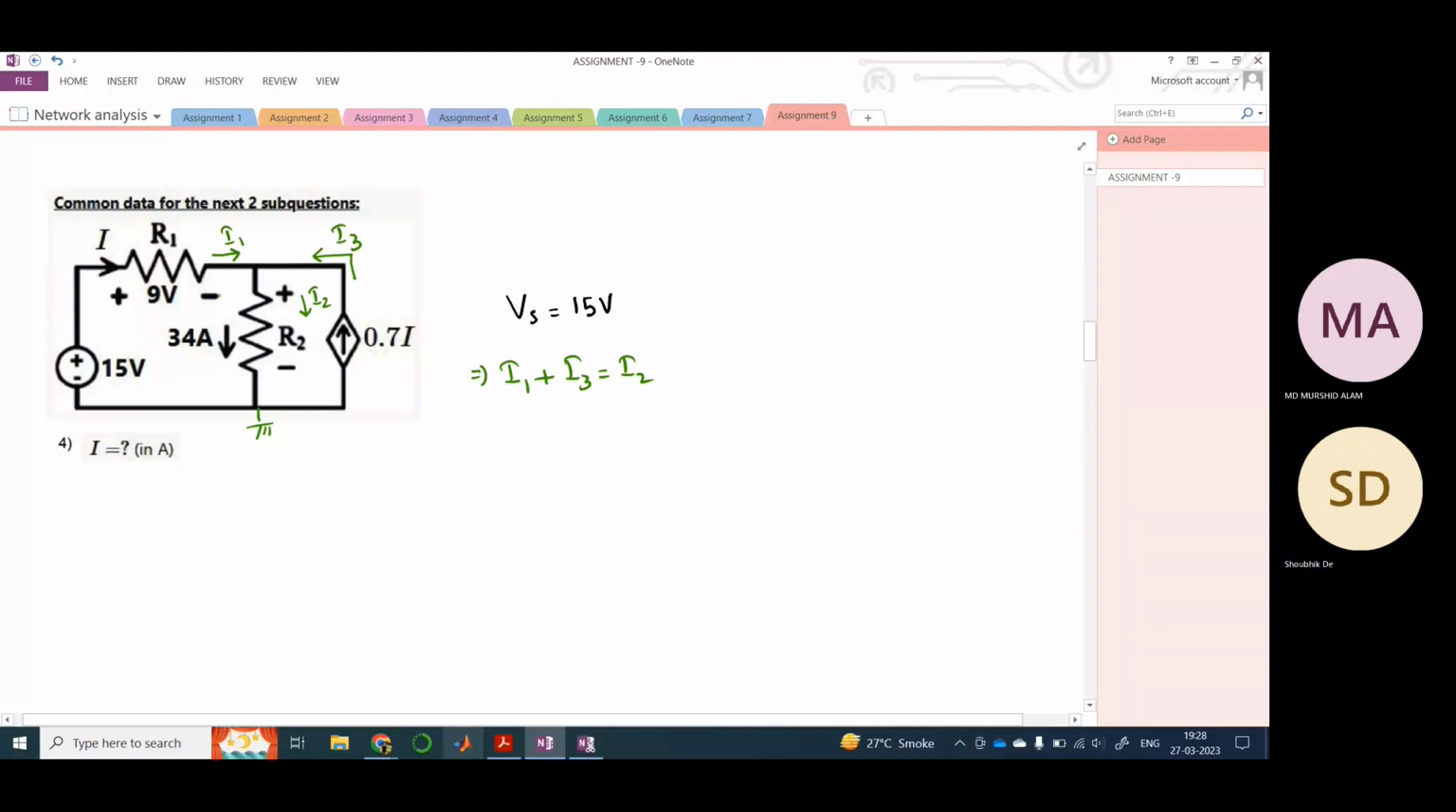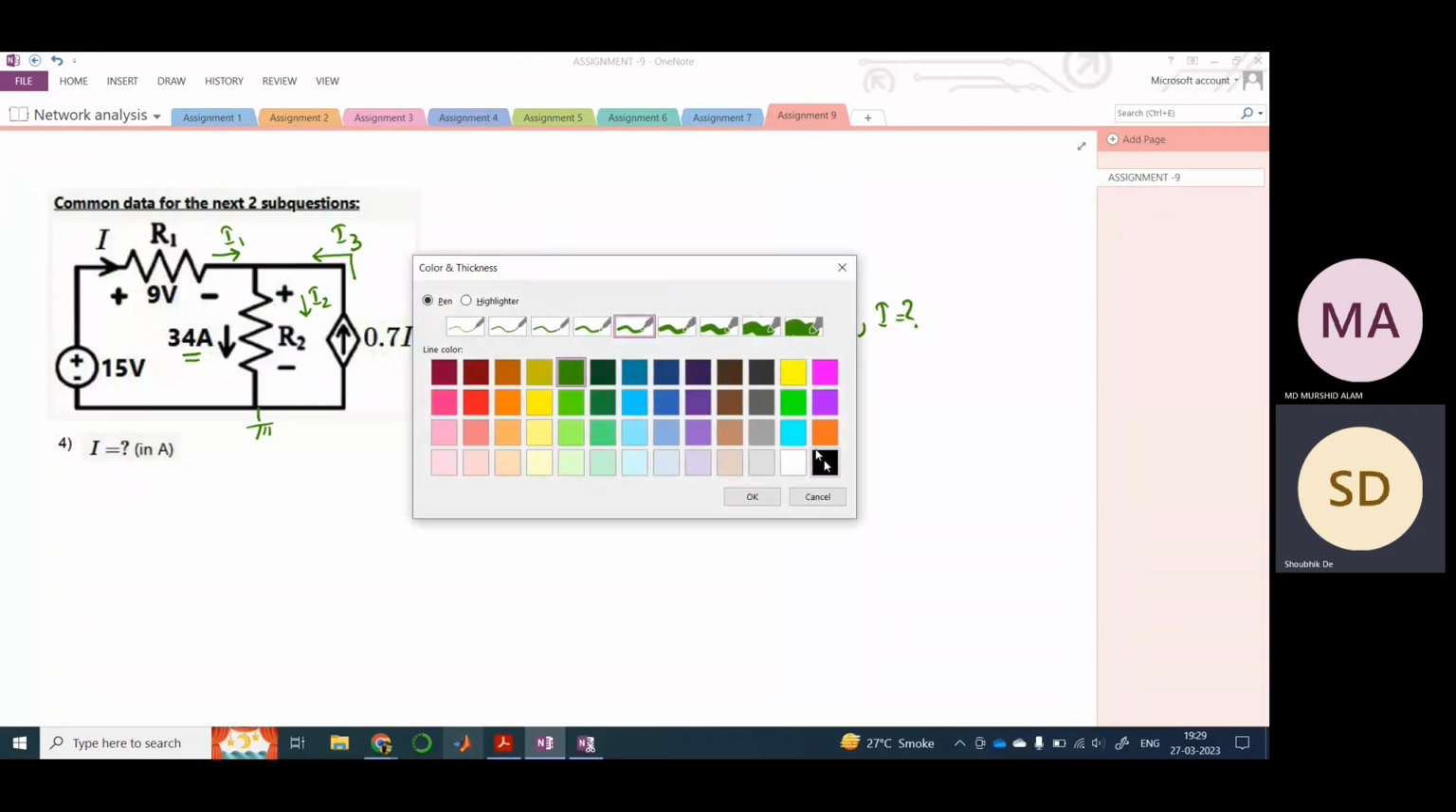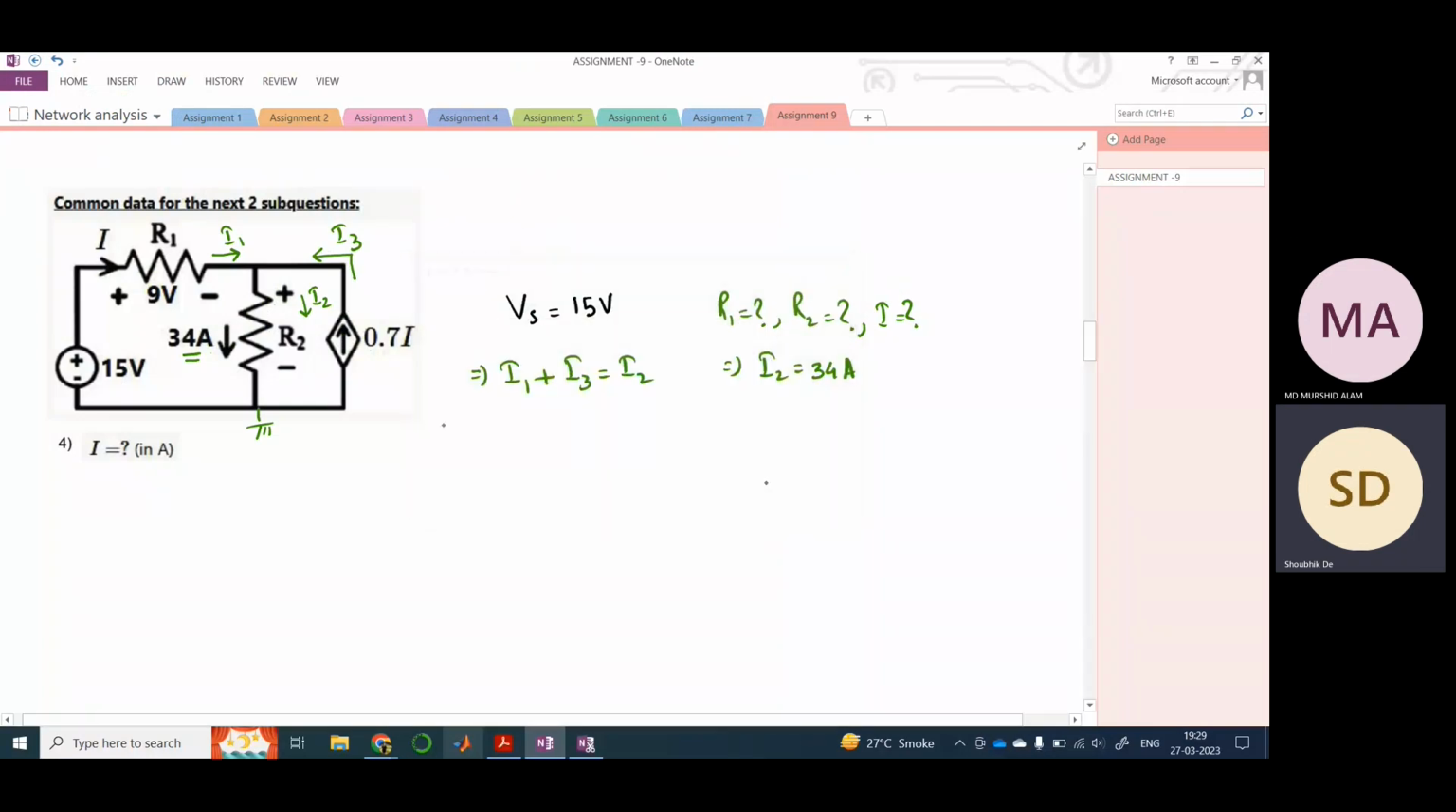So here you see that your R1 resistance is not given, R2 is not given, and I, of course, you need to find out, right? On the other hand, you know the value of I2. Clearly you can see this, because your I2 is clearly given as 34 amperes, and there is a current flowing through R2. Therefore I2 is 34 amperes. Now once you note all of these values, your problem will be quickly solved.